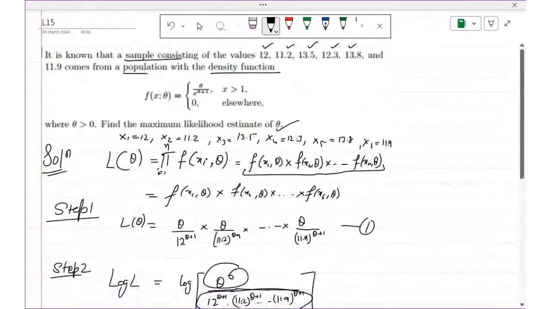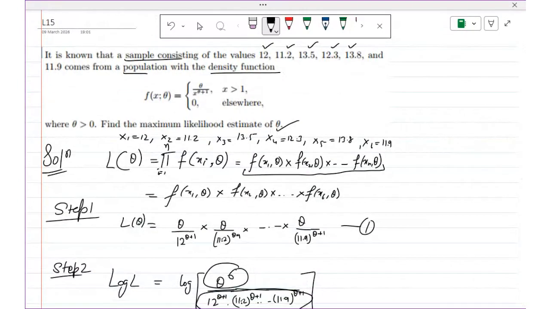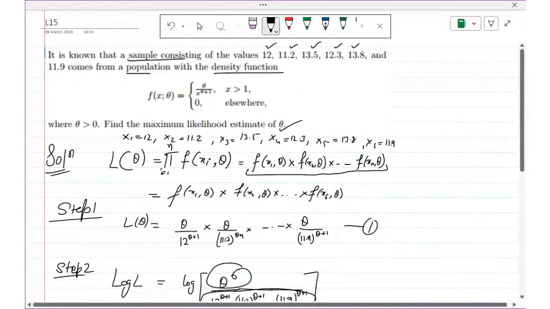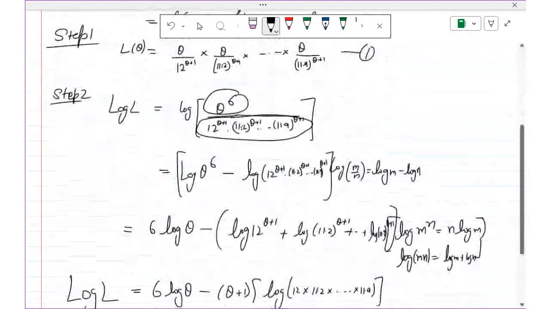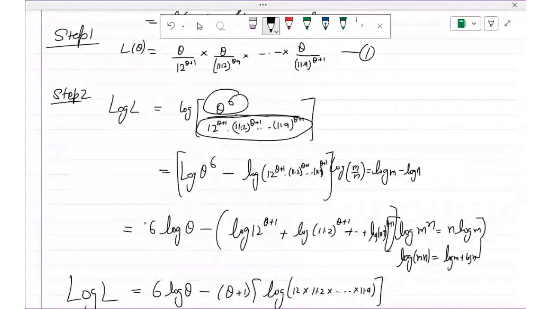So 12 into 11.2 into 13.5 multiplied with 12.3 multiplied with 13.8 multiplied with 11.9. So it is a huge number. Why is this such a big number? Okay, let me write this.